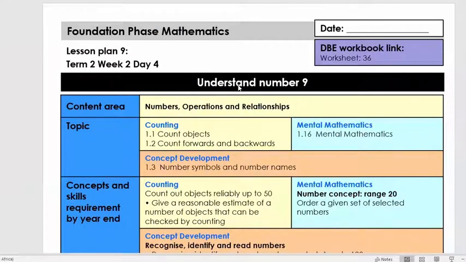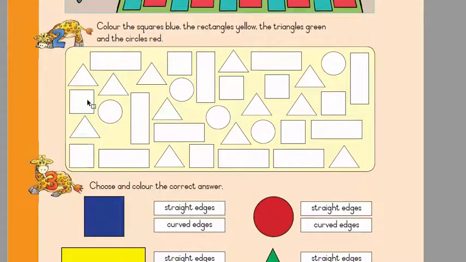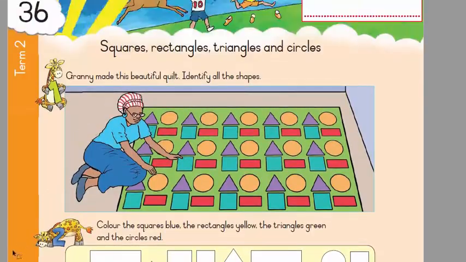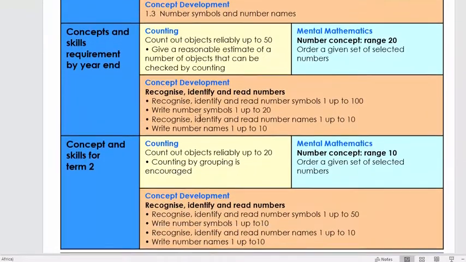Today we're going to do lesson plan number 9, grade 1, term 2. Here again, you've got your DBE worksheet link, worksheet number 36. So it looks like this. I'm going to go back to the lesson plan. You've got your CAPS link here.